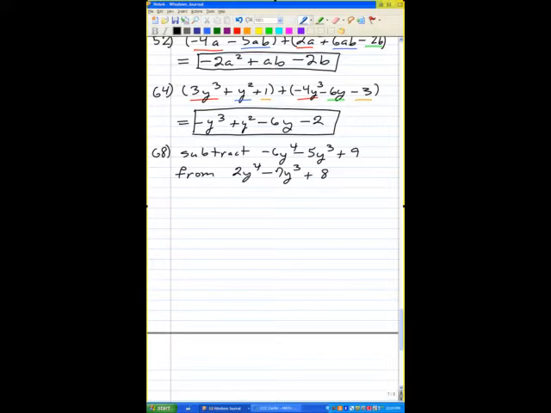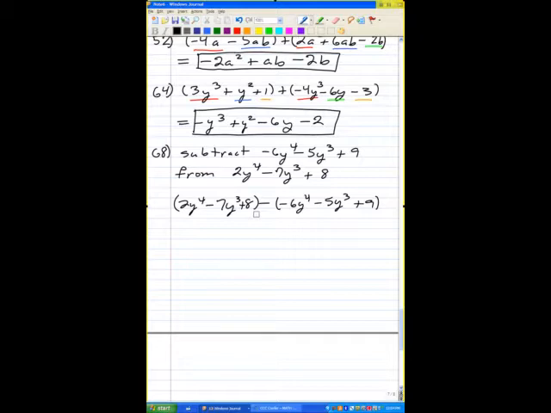Okay, so I want to subtract negative 6y to the 4th minus 5y cubed plus 9 from 2y to the 4th minus 7y cubed plus 8, so that's why I have the minus in front.